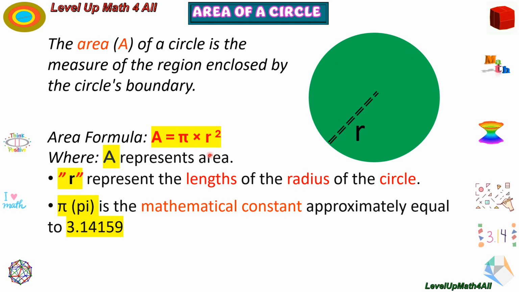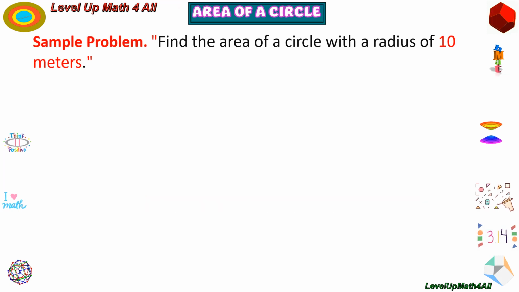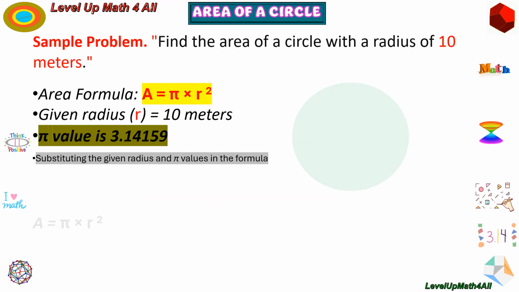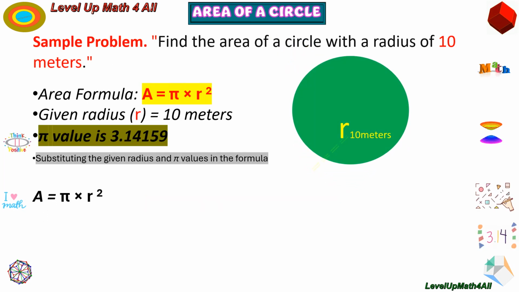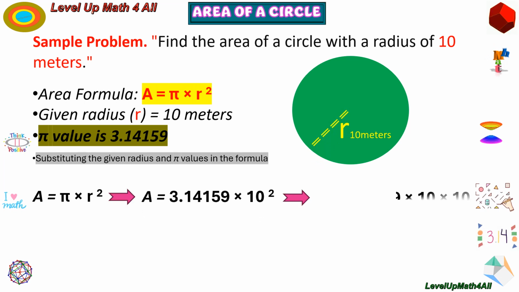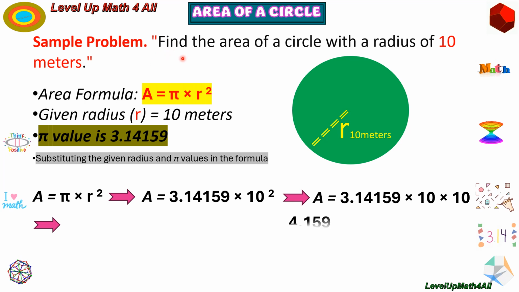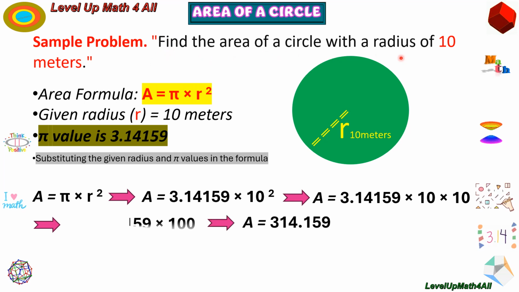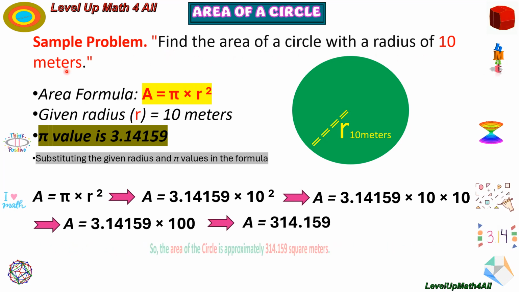As we know, the formula to find the area of a circle is pi r squared. R is the radius, and pi is a mathematical constant with a value of 3.14159. So let's try to find the area of a circle with a real example. Here is a sample question: find the area of a circle with a radius of 10 meters.